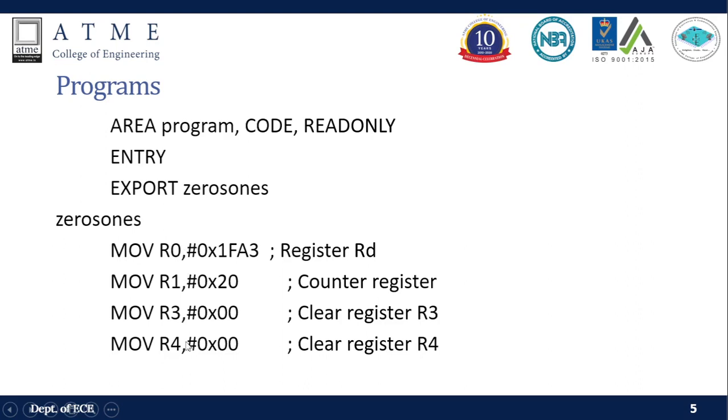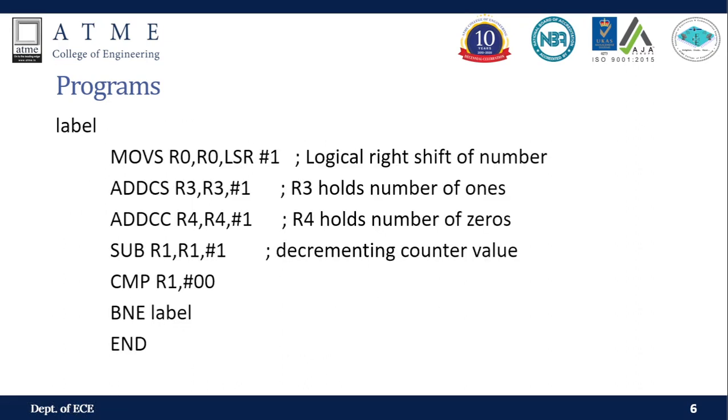Okay, so this is the first part of the program. What we did was initialize the code, define a name for the function that will be called, and after that set one register R0 for storing the value that you want to count the ones and zeros with, set R1 with the value 32, decimal 32 or hexadecimal 20, for counting the number of shifts that have happened. Then we clear R3 and R4 for storing the number of ones and the number of zeros respectively. So this was one half of the program. Now let's go to the second half of the program.